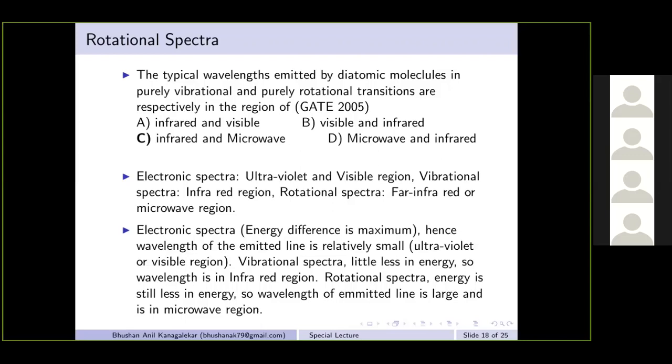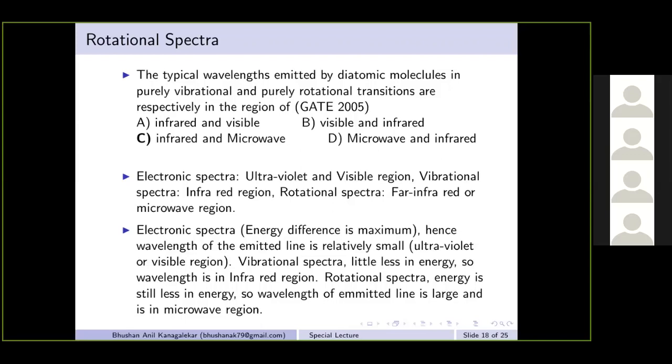Okay, now I'll go to the regions of the electromagnetic spectra in which these things are seen. The question reads: the typical wavelengths emitted by a diatomic molecule in purely vibrational and purely rotational transitions are. As a knowledge, you know that rotational spectra are in the microwave or far infrared region and vibrational spectra in the infrared region. So based on knowledge you can write the option is C. Purely vibrational is infrared, purely rotational is microwave.